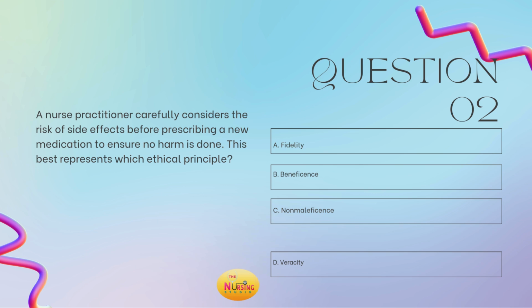All right, so stem of the question here states, this best represents which ethical principle? All right, so let's see what we're talking about. So, a nurse practitioner carefully considers the risk of side effects before prescribing a new medication to ensure no harm is done. Y'all, C is your best answer. Non maleficence. Remember, non maleficence means to do no harm. I say think of it as no malice, right? Doing no harm. This is specifically stating that the nurse practitioner was considering all of the risks and side effects before prescribing the medication to ensure no harm is done, to do no harm, okay?